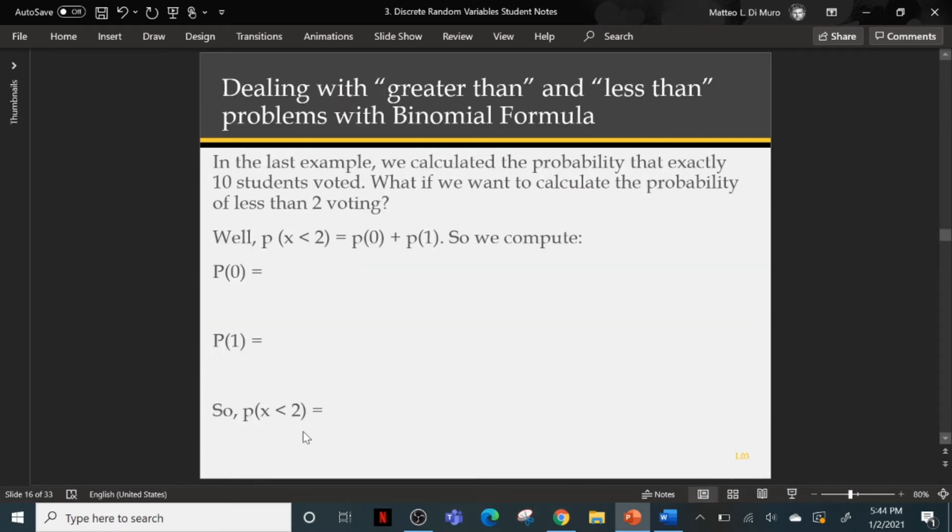Okay, how do you deal with greater than or less than problems in the binomial formula? So in that last example, we calculated the probability that exactly 10 students voted. Well, what if I wanted to calculate the probability of less than 2 voting? So the probability that x is less than 2, what does that mean? Well, less than 2 people voting would mean 0 people vote, or 1 person votes out of the 20, right? So I would have to figure out the probability of 0 people voting and then add to it the probability that 1 person votes. So let's go ahead and compute that.